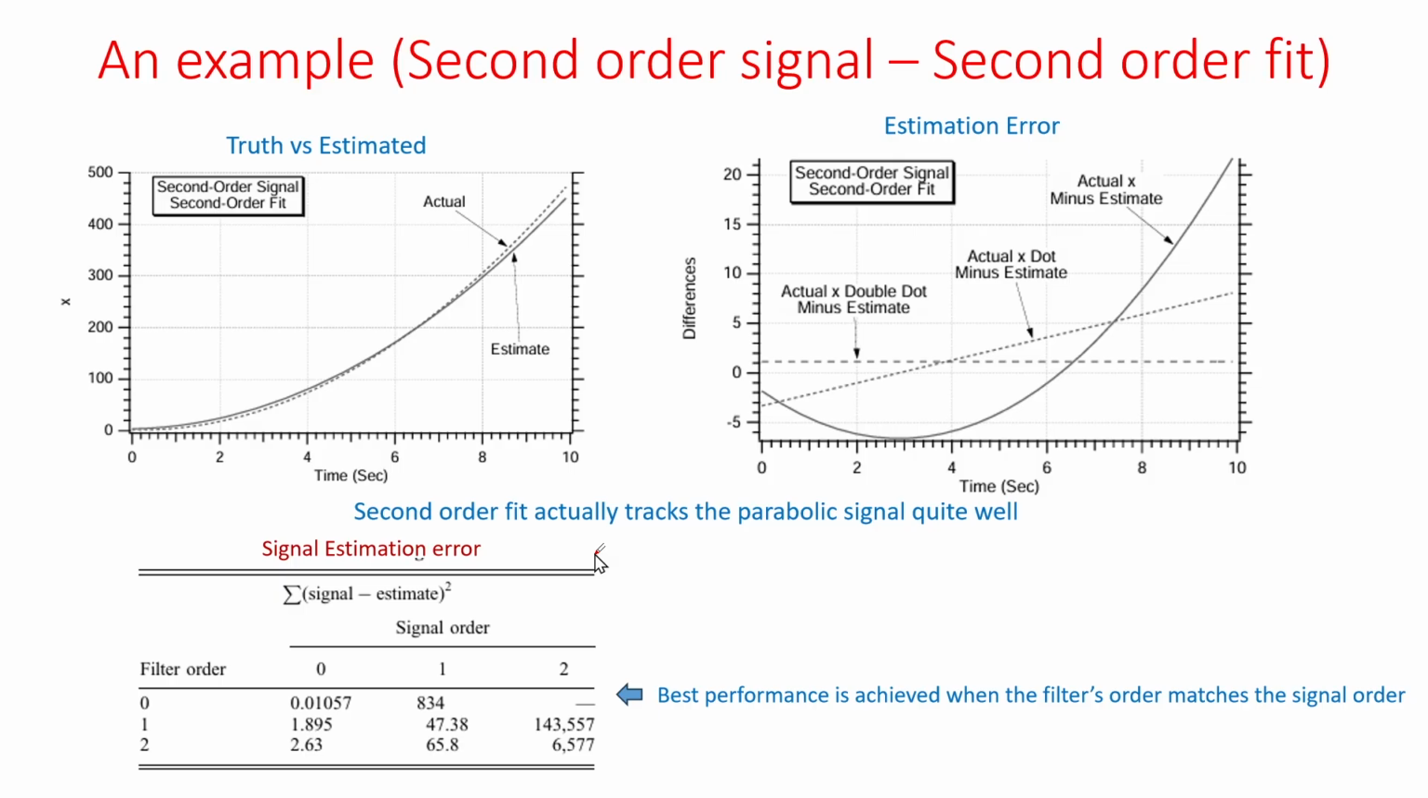Here I would like to give some statistics. Signal estimation error is the true signal minus the estimate. If it is a 0th order signal, meaning a constant signal, and you do a constant fit, you get the least error. But suppose you wanted to do a constant fit for a first order, linearly increasing function, you get this much error. For second order I have not given it, because its error is actually infinity.